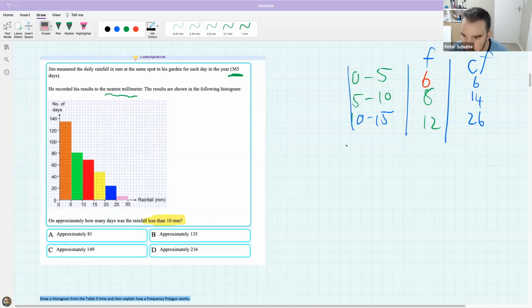I'll leave it up for a second. Okay, what answer do we think it is? Less than 10 would be here. So that's about 81 or 82. And then this one is about 135. And the only one that I can see that would get close to those two is going to be 216, which would be D. Let's see how many students agree with me.